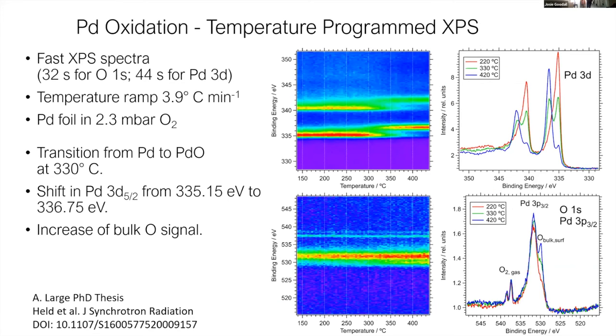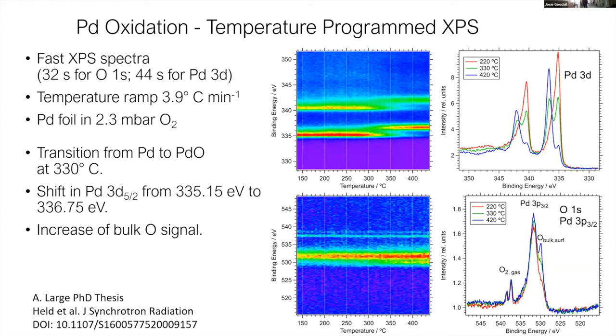So another kind of catalysis system. This is palladium foil. It's looking at the oxidation of palladium foil in a few millibars of oxygen, doing a temperature ramp over time, and these are relatively quick XPS spectra, less than a minute. And you can see a really clear transition from palladium to palladium oxide at about 330. You can measure the shifts in the palladium 3d, and you can also look at the bulk oxygen signal.